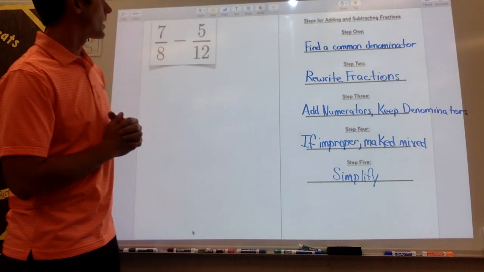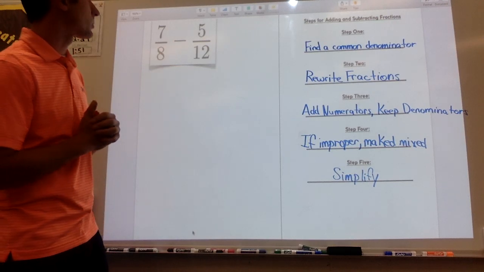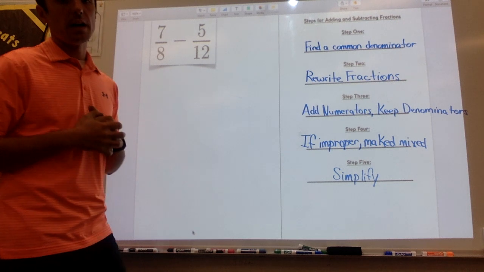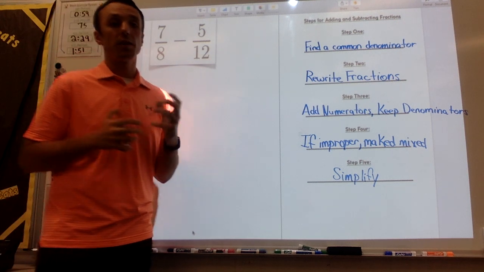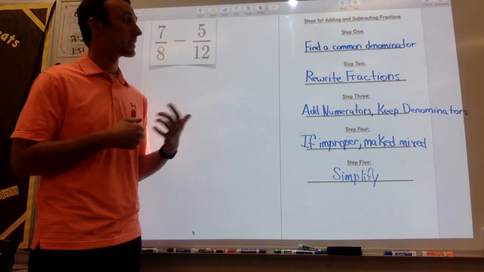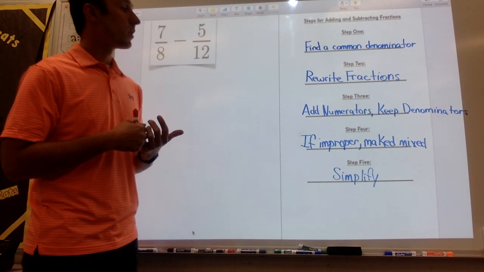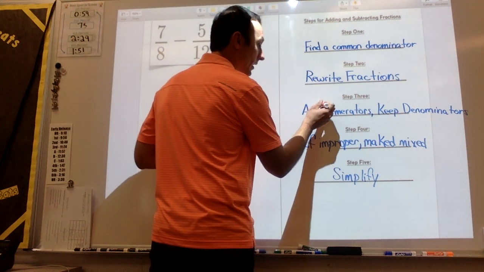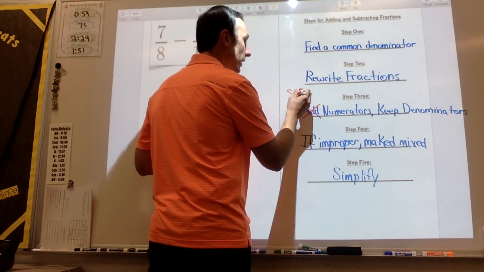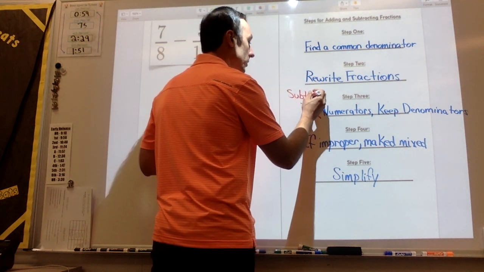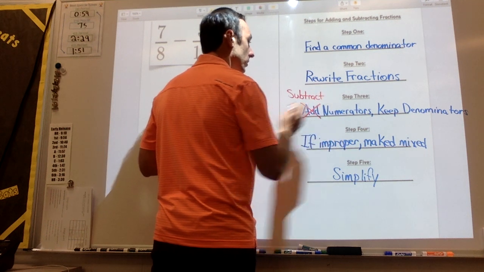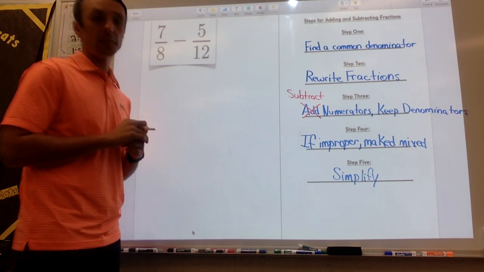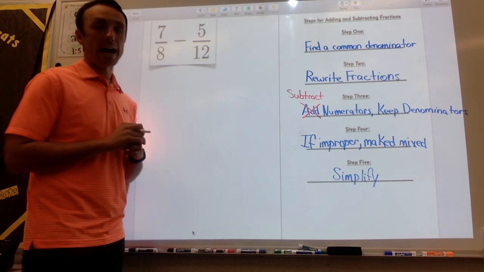For our second problem, we are going to do a subtraction problem. We have 7/8 minus 5/12. The good thing about fractions with adding and subtracting them, they have the exact same steps. You follow the exact same procedures. The only difference is where this one says add, we'll just subtract. That is the only difference. You still find a common denominator, you still rewrite them, you still subtract across, you make them mixed, and you simplify. So you have the same steps no matter whether you're adding or subtracting.